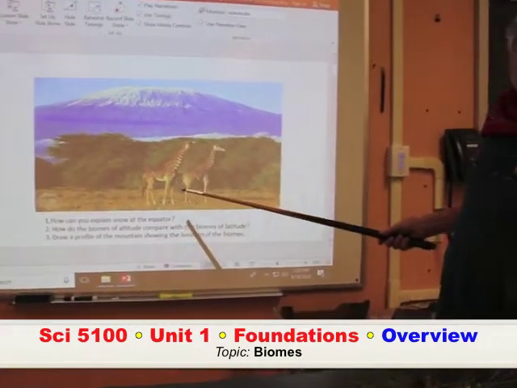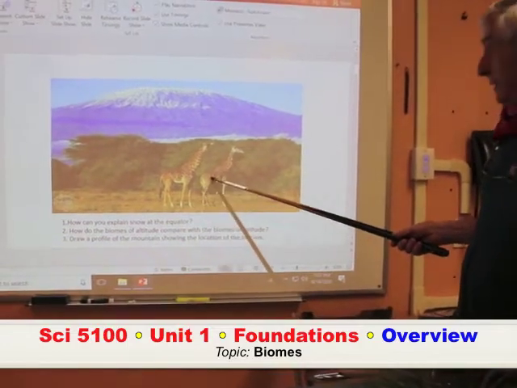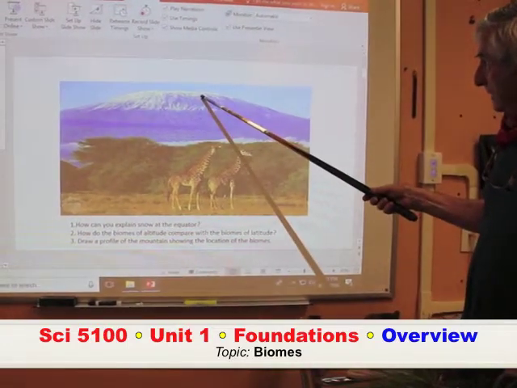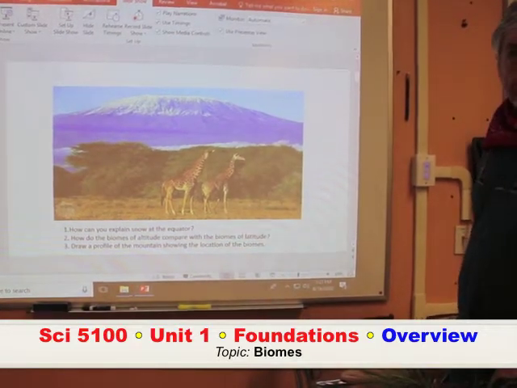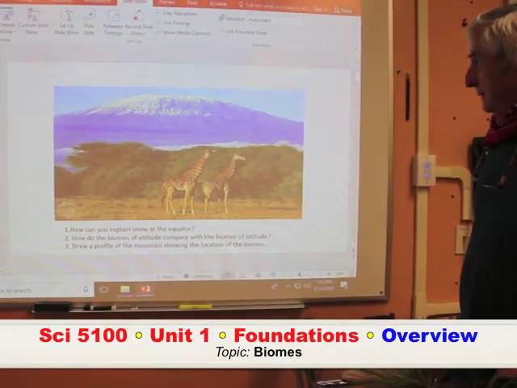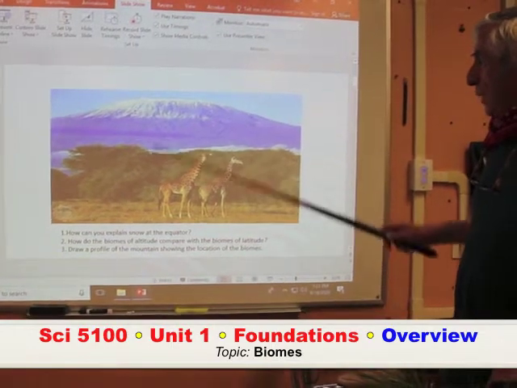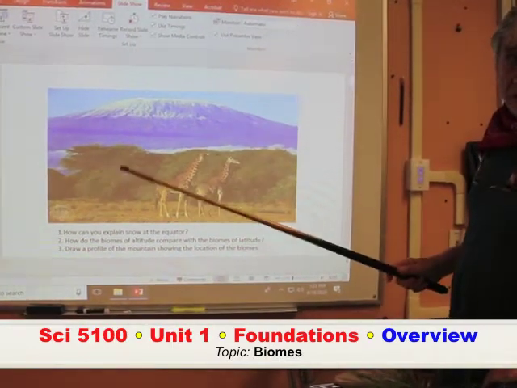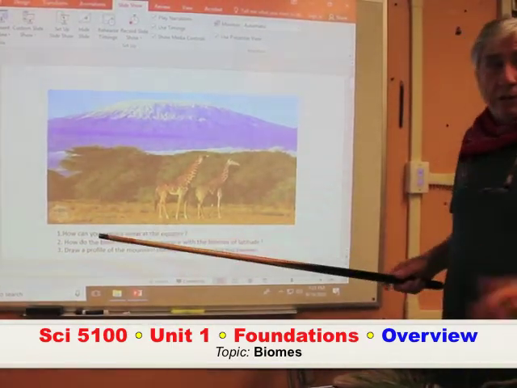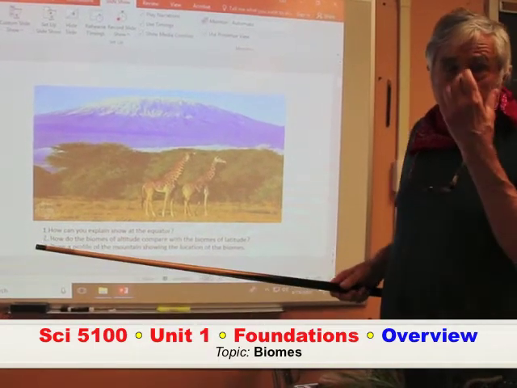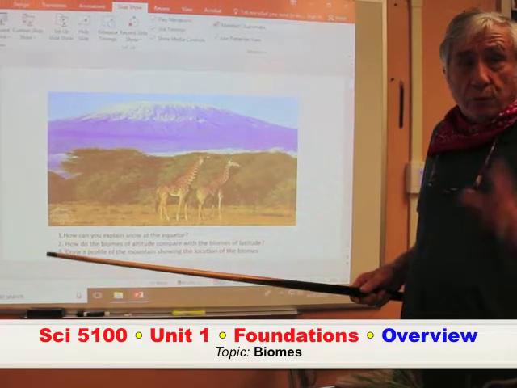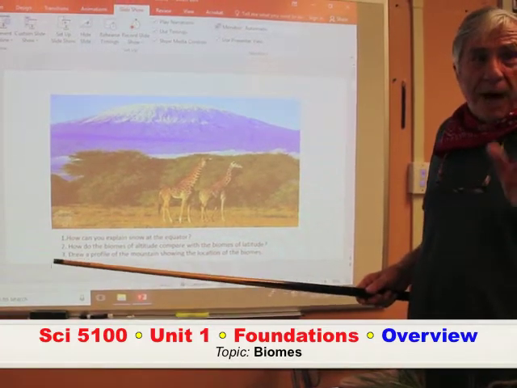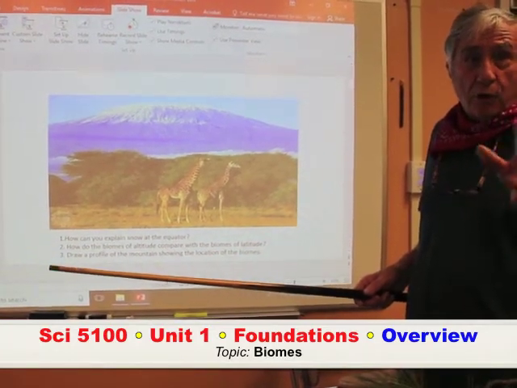This is near the equator in Africa. And what do we have here? We have snow on top of this mountain. How can that be? Well, anyone who's ever climbed a mountain knows that as you rise up above sea level, it gets colder and colder, and the climate changes. And if it's cold enough, instead of rain, it could turn to snow. So what we find is that there are biomes along the side of a very tall mountain.